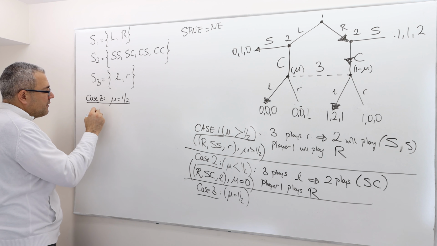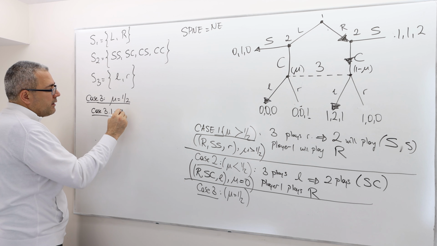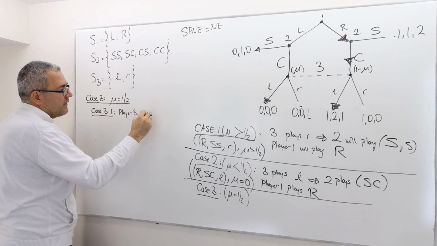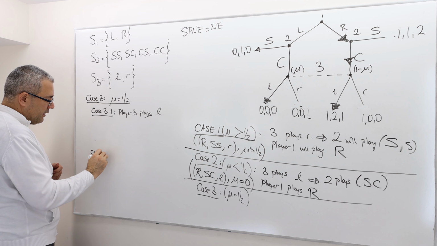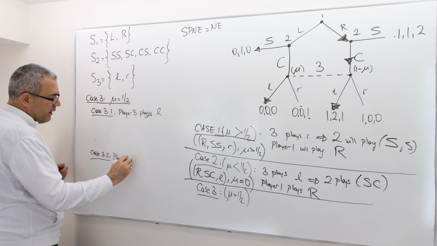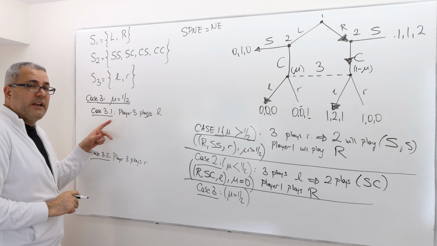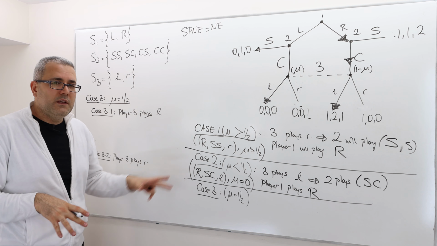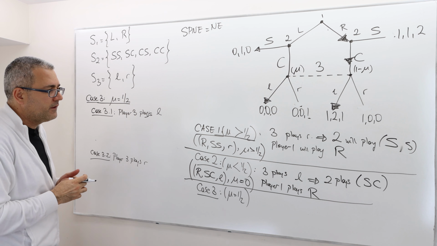So case 3-1, player 3 plays L, and case 3-2, player 3 plays R. I need to analyze each case. Again, I am doing all these analyses because I'm trying to find all perfect Bayesian equilibria of this game.